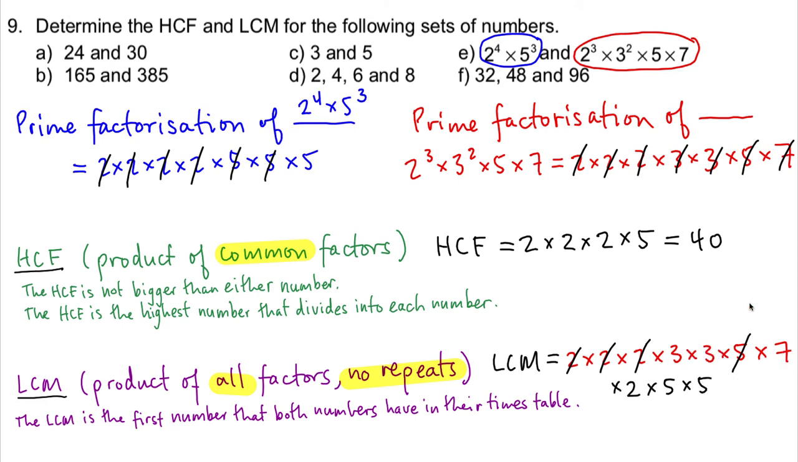The 3 and the 3 and the 7 were uncommon factors from the red, and the extra 5s and an extra 2 were the uncommon factors for the blue. So we will have 4 2s, but we won't have 4 plus 3 making 7 2s altogether. We just have 1, 2, 3, 4 2s. So that's why we have no repeats. We have 1, 2, 3 5s, but we don't add this fourth 5 to make a total of 4 5s. We don't need the repeats.